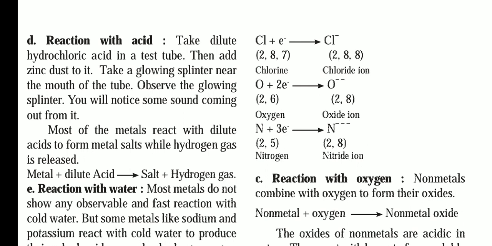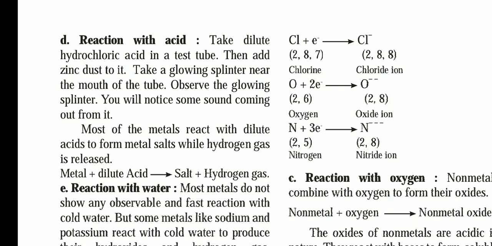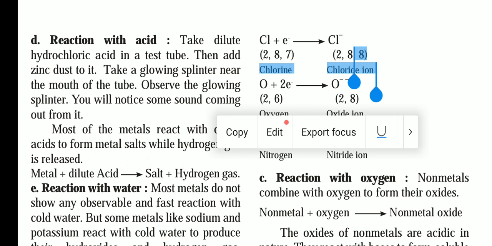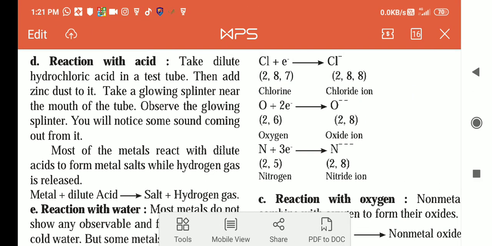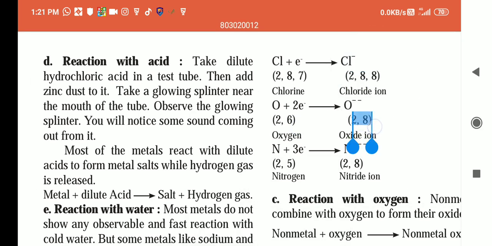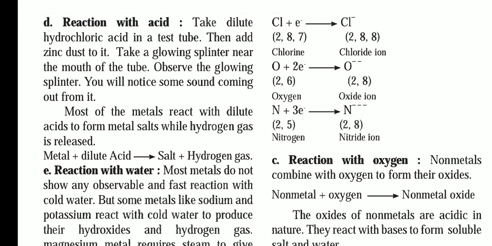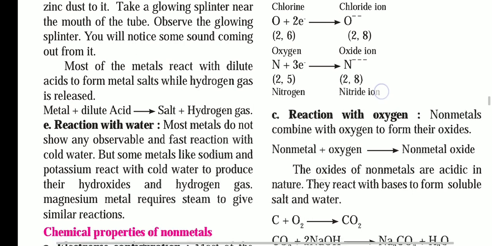Here is 2, 8, 7, and after accepting one electron it becomes 2, 8, 8. In oxygen 2, 6 is there, and it becomes 2, 8, so 2 electrons are taken, that's why O 2 minus. Third, nitrogen plus 3e. Nitrogen has the electronic configuration 2, 5, so the valency shell is 5, and here 2, 8 means it completes its octet, that's why it becomes N 3 minus, because it accepts 3 electrons from another.